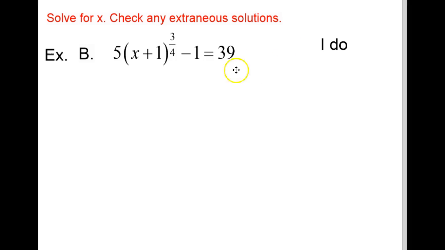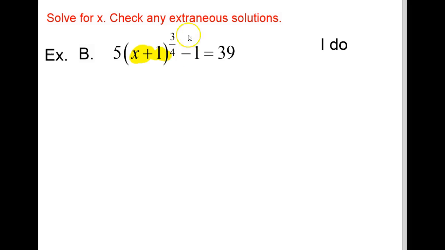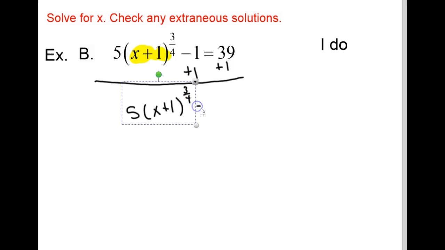Remember, my goal is to get this set of parentheses all by itself. So I need to get this by itself first, okay? And how do I do that? I'm going to use opposite operations, inverse operations. The first thing I'm going to do is add 1 to each side. So I get 5 times (x plus 1) to the 3/4, and that's going to equal 40. But I still don't have x plus 1 by itself yet. So now I'm going to divide each side by 5.